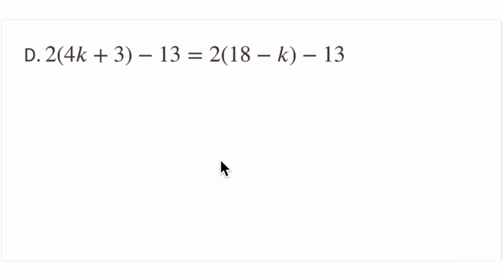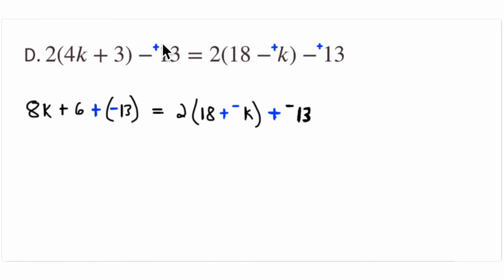Okay, the next equation is equation D. A couple things to notice. There's a distribution here, 2 times whatever's inside these parentheses, and 2 times whatever is inside these parentheses. And in both cases, you're going to subtract a positive 13. I'm going to change that to adding a negative 13. It's just easier for me to work with addition than it is subtraction. I can move the terms around, and it helps me keep track of the signs of the terms so I don't mix those signs up.